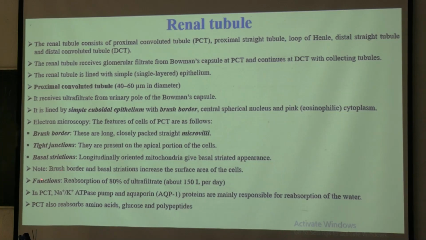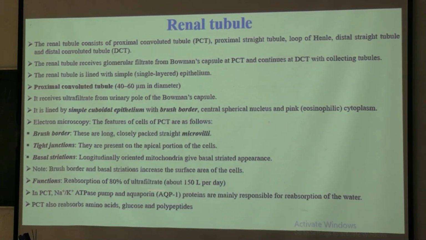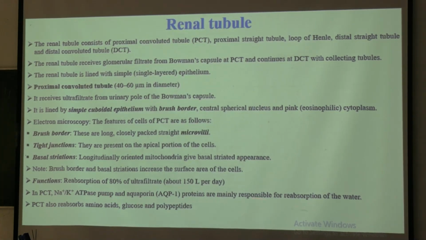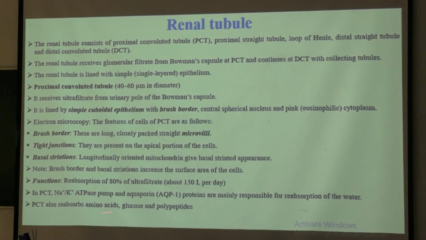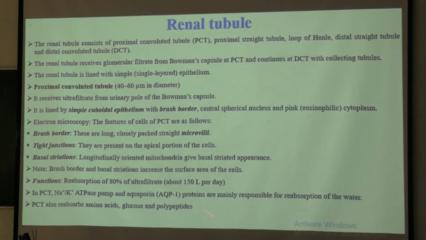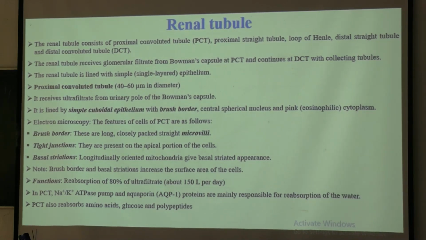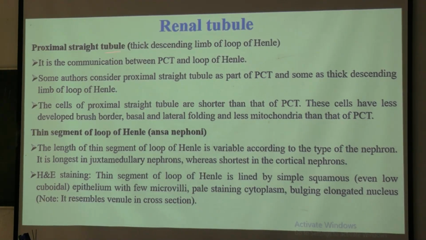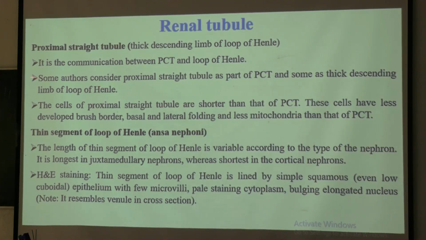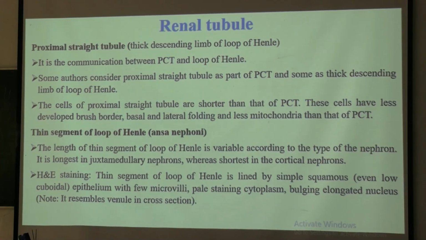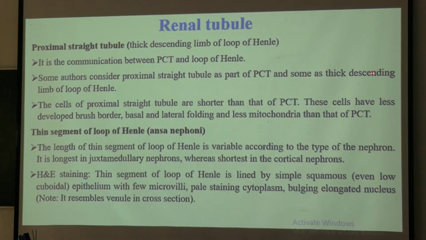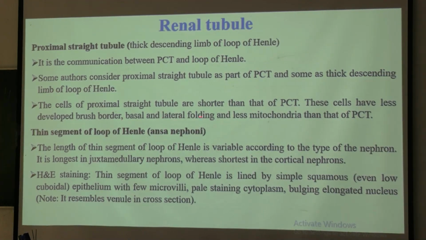In the PCT, the sodium potassium ATPase pump and aquaporin proteins are mainly responsible for reabsorption of water, and the PCT also reabsorbs amino acids, glucose and polypeptides. Okay, so the proximal straight tubule is the thick descending limb of loop of Henle. It is the communication between the PCT and the loop of Henle. Some authors consider the proximal straight tubule as a part of the PCT and some as the thick descending limb of loop of Henle.